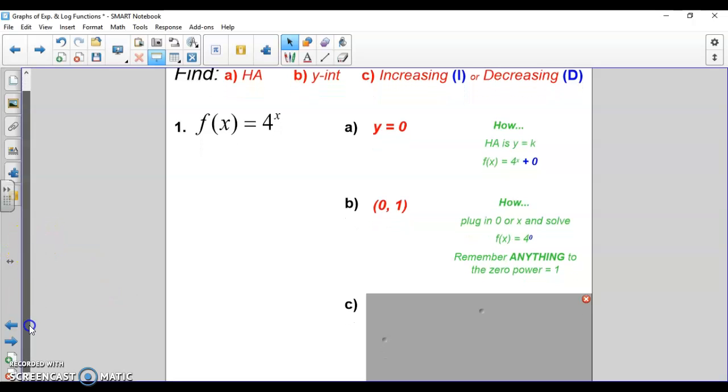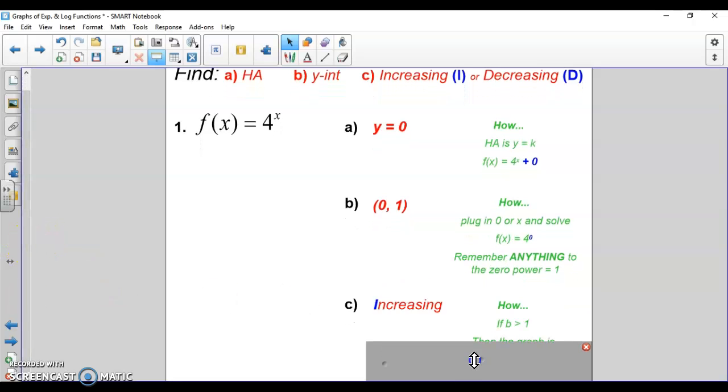C, is it increasing or decreasing? You can just give me an I or a D. That's why I put it in blue there. I'm just going to type it all out because I can do that. But my how, or why, is if b is greater than 1, then the graph is increasing. Simple as that. All right, that's what we're looking for. Each of these slides has the how or why portion, how I got that idea. Hopefully that helps out when you're looking at the notes.